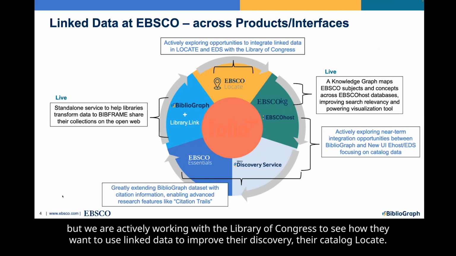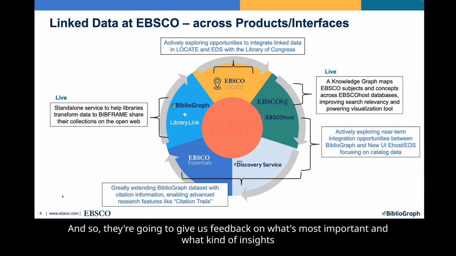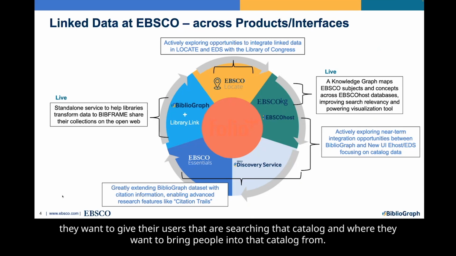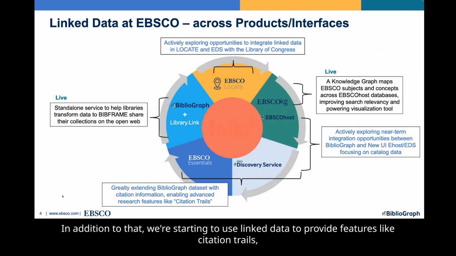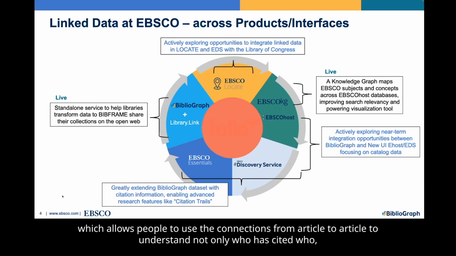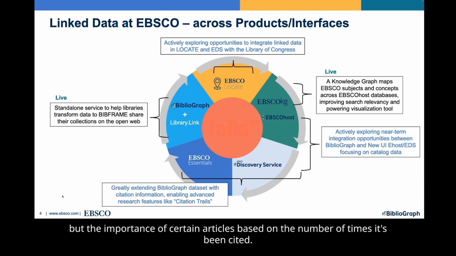We're actively working with the Library of Congress to see how they want to use linked data to improve their discovery, their catalog locate. And so they're going to give us feedback on what's most important and what kind of insights they want to give their users that are searching that catalog and where they want to bring people into that catalog from. In addition to that, we're starting to use linked data to provide features like citation trails, which allows people to use the connections from article to article to understand not only who has cited who, but the importance of certain articles based on the number of times it's been cited.